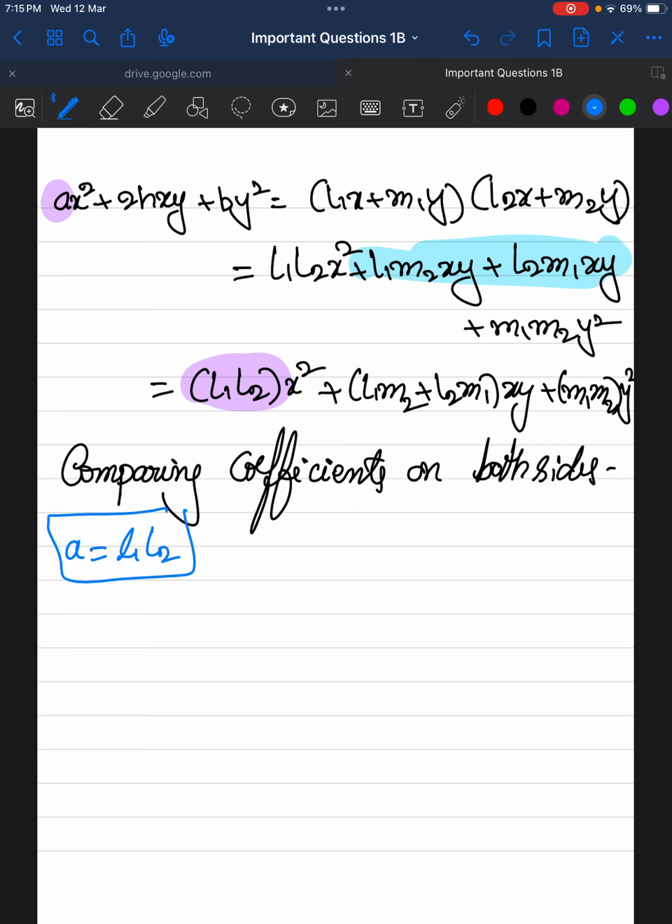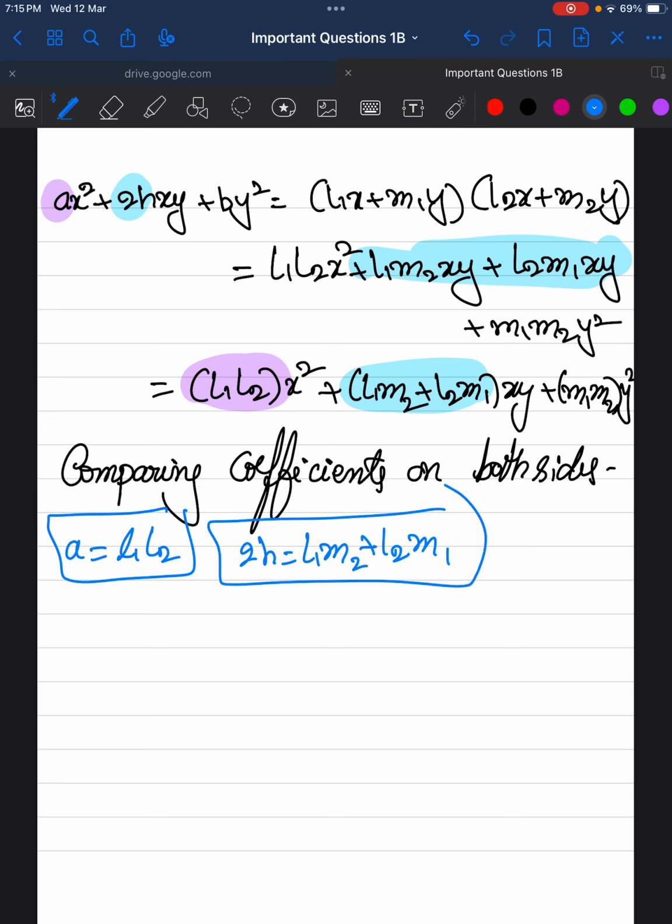What is the next term? The xy coefficient: 2h here, and L1 M2 plus L2 M1 there. So 2h is equal to L1 M2 plus L2 M1. Next is the y square coefficient: b here, M1 M2 there. So b is equal to M1 M2. These are the comparisons. Is it clear for everyone?